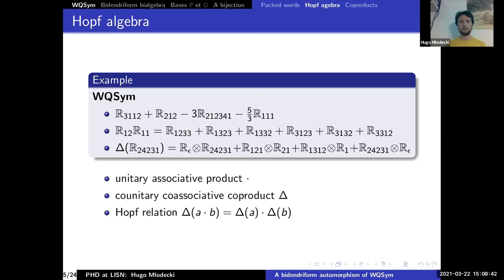So that's the definition of a Hopf algebra and of WQSym, the Hopf algebra that we will speak about today. Okay.